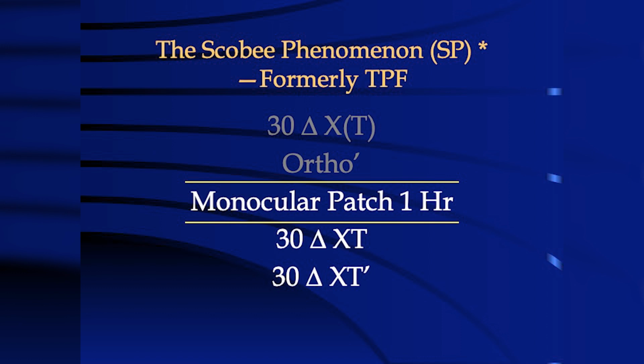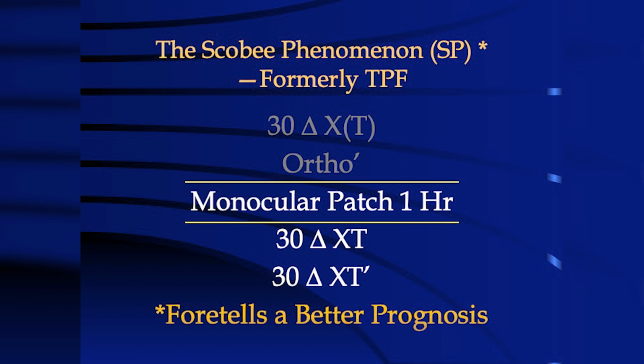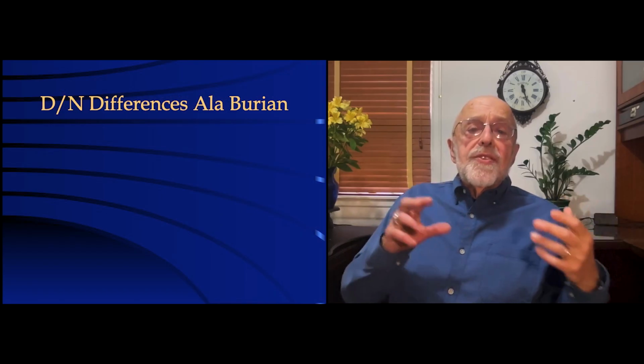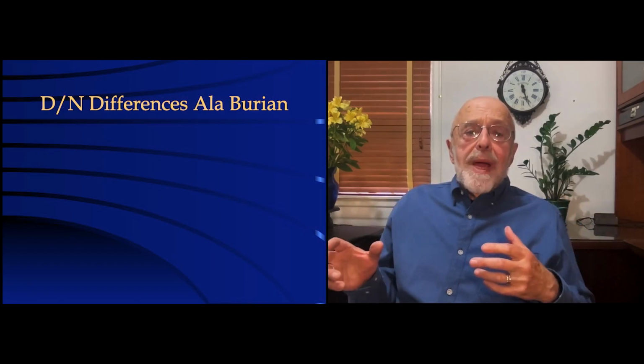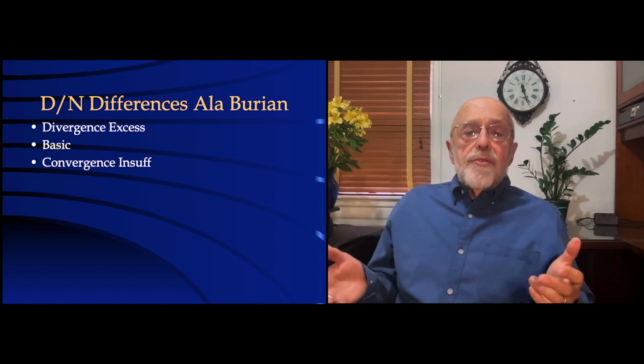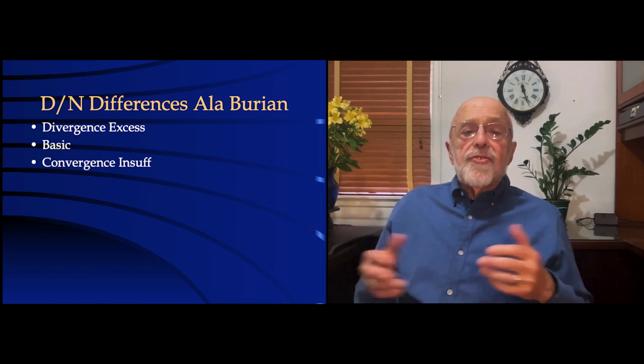Richard Scobee described this in the early 1950s, and as credit to him, and because the mechanism is kind of confusing, I call it now the Scobee phenomenon. And the presence of the Scobee phenomenon foretells a better prognosis. These patients do better. They have this helpful mechanism to keep the eyes aligned. The distance near differences, as Burian described, as I said earlier, divergence excess, basic convergence insufficiency.